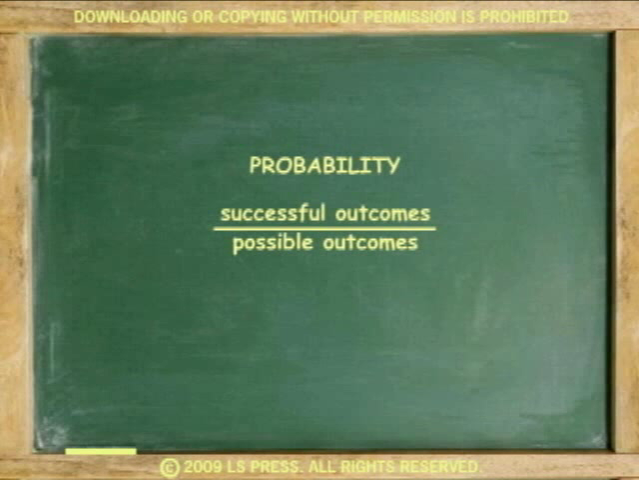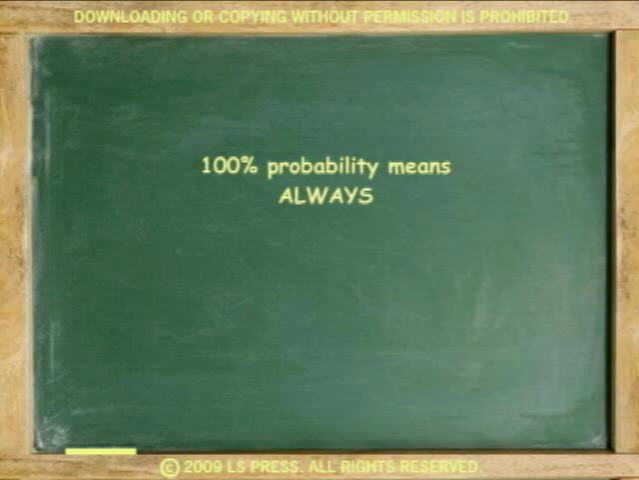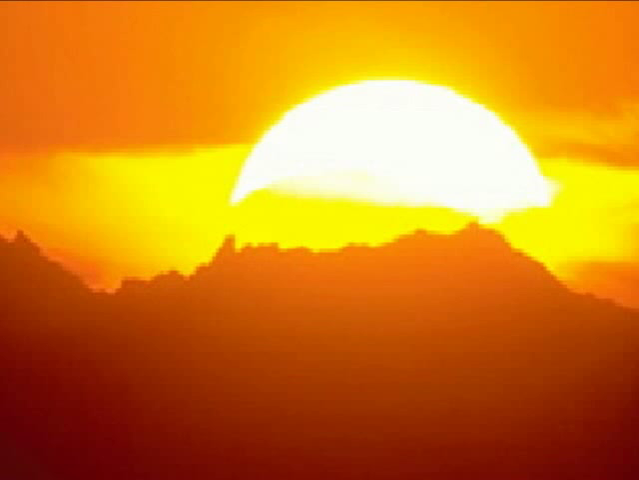Probability is a ratio that shows the likelihood of an event taking place. It is the number of successful outcomes compared to the number of possible outcomes that could actually happen. Because the probability of an event taking place for sure is 100% or 1. For example, what is the probability of the sun rising tomorrow?